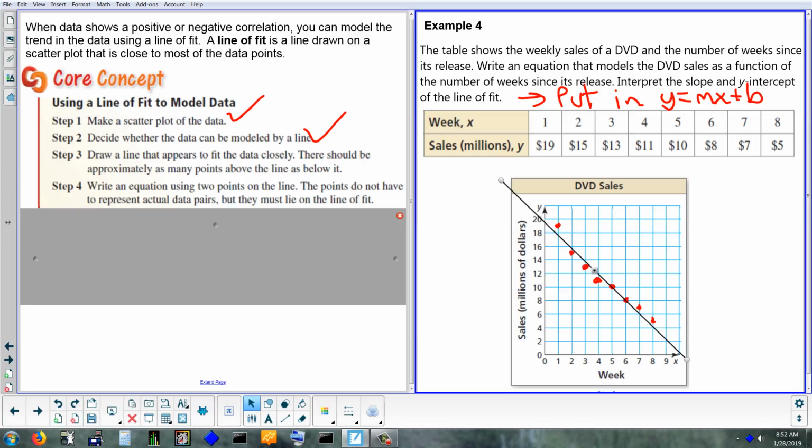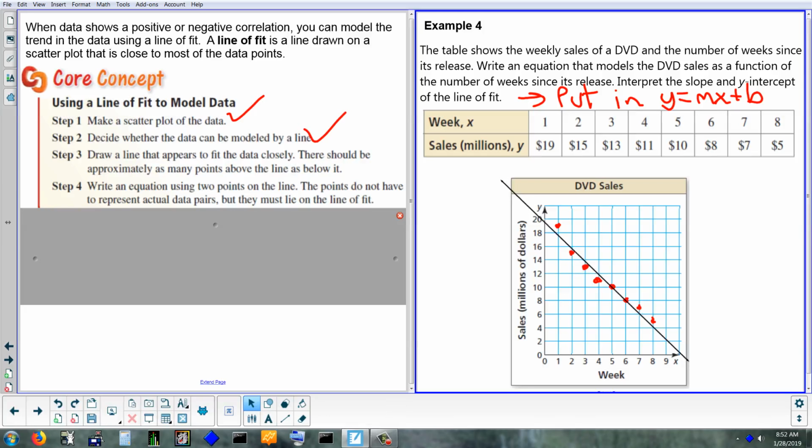What do people think? Do we think we have an equal amount above? I mean, you're not always going to be able to count and say, okay, I got 4 above, that means I have to have 4 below. But if you have like 7 above it and 1 below it, then that's not a good line of fit. You want it to be relatively an equal amount.